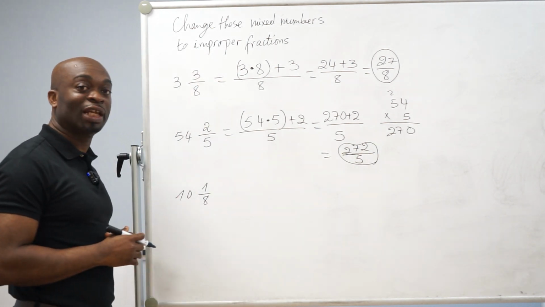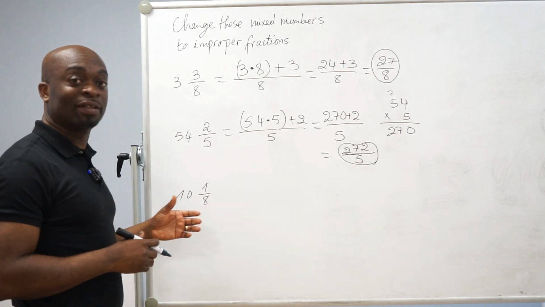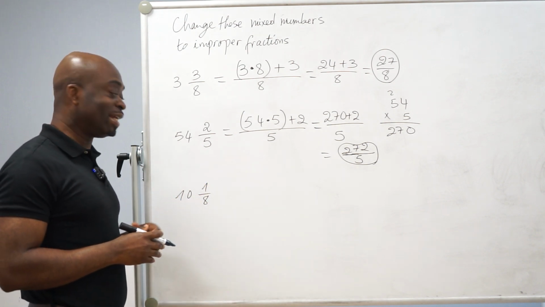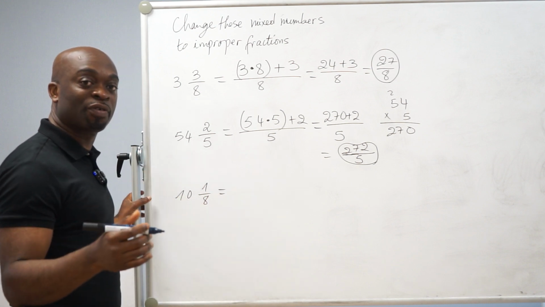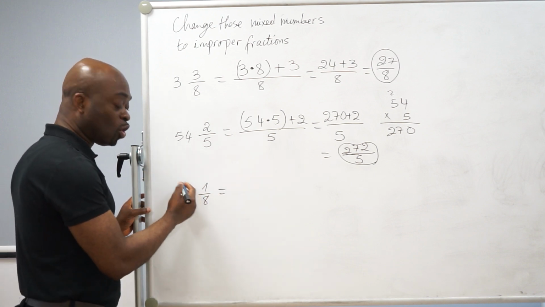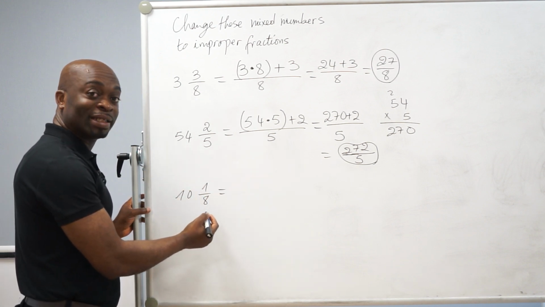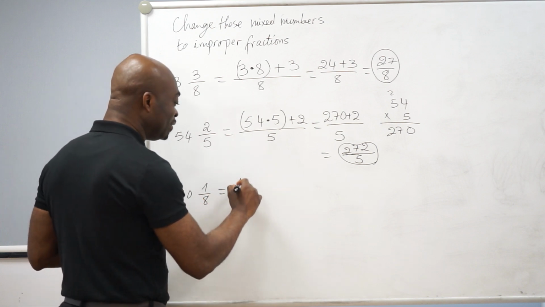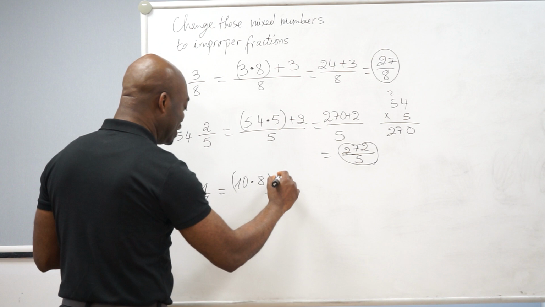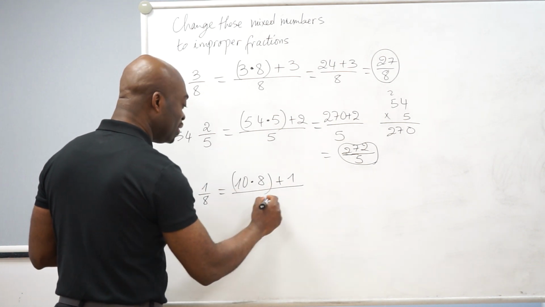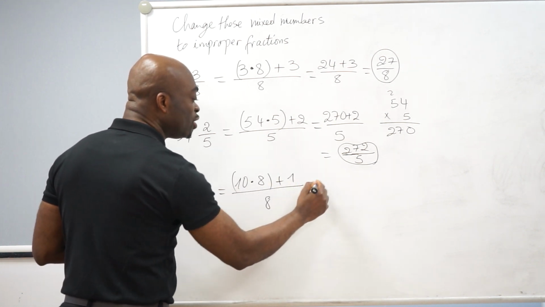So let's go to the last one here. So you have 10 and 1 over 8 as a mixed number. So we're trying to change that into an improper fraction. So again, you take the whole number and then you multiply by the denominator. So it's 10 times 8. And then whatever you get, you add 1 to it over 8. Okay? So what would that give you?